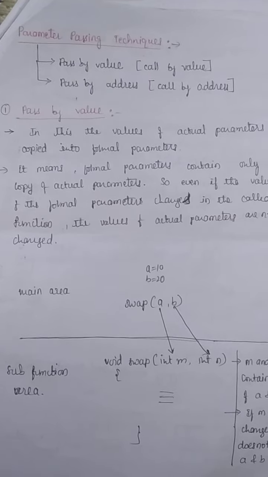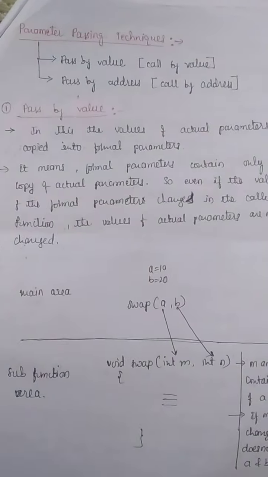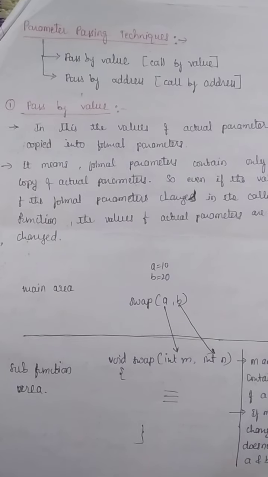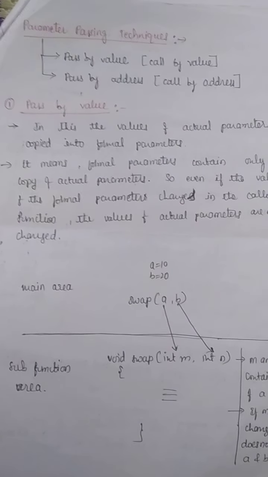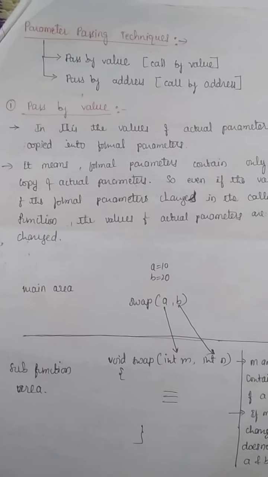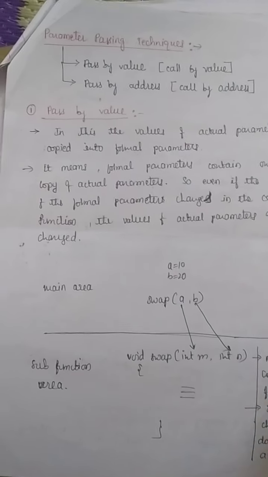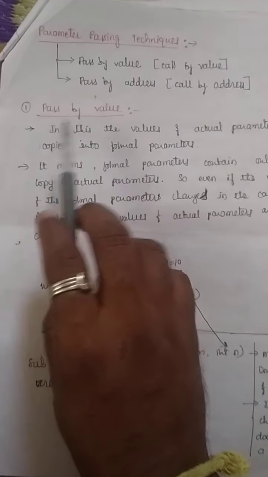Hello. Next we have parameter passing techniques in functions. There are two parameter passing techniques. One is pass by value, or we can call it call by value. Second one is pass by address, or call by address. We'll discuss them one by one. First one, pass by value.